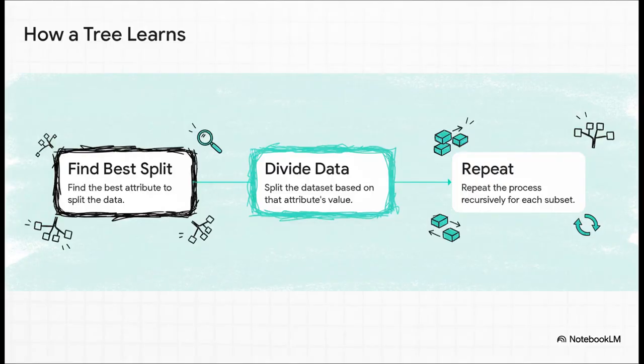Okay, so how does it find the best question? There's a fancy math concept called information gain, but we can boil it down to 3 simple steps. First, the machine looks at all the possible questions it could ask, like, is the outlook sunny, or is the wind strong? And it calculates which one of those questions will do the absolute best job of splitting the data into cleaner, purer groups. Second, it divides the data up based on the answer. And finally, it just does it all over again. It repeats the process on each new smaller group until everyone in the final bucket belongs to the same class.